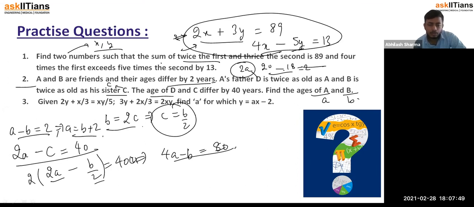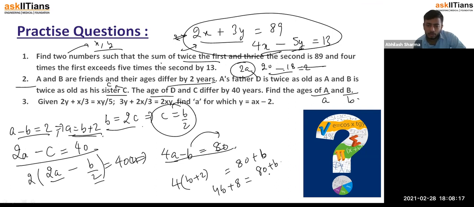So what can we do? Substitute this value. Okay, we can send B here. So 80 plus B, okay, is equal to 4 into A. What is 4 into A? It will be 4 into B plus 2. So we are getting 4B plus 8, okay, is equal to 80 plus B. Okay, is it fine? 4B plus 8 is equal to 80 plus B.